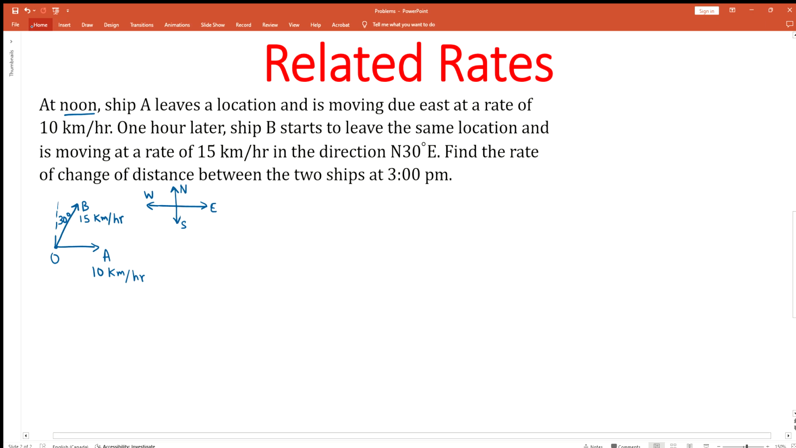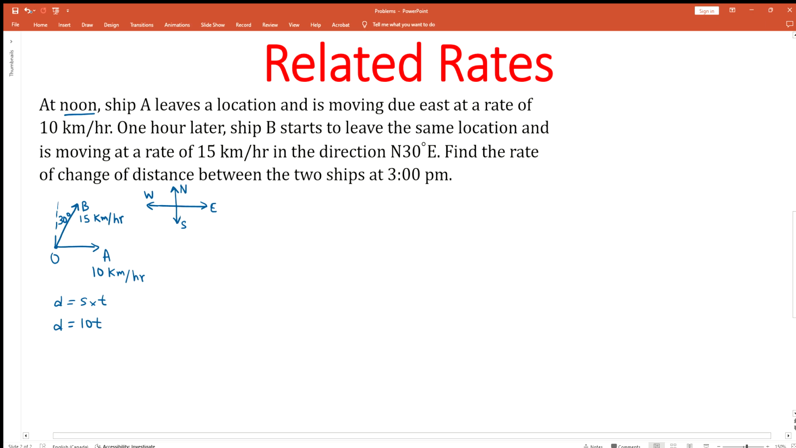The next step is to draw another diagram for this problem to show the distances traveled by the two ships in t hours since noon. For that, we have to use the formula distance equals speed times time. Let's assume ship A travels for t hours. Ship A's speed is 10 kilometers per hour. So the distance traveled by ship A is 10t.